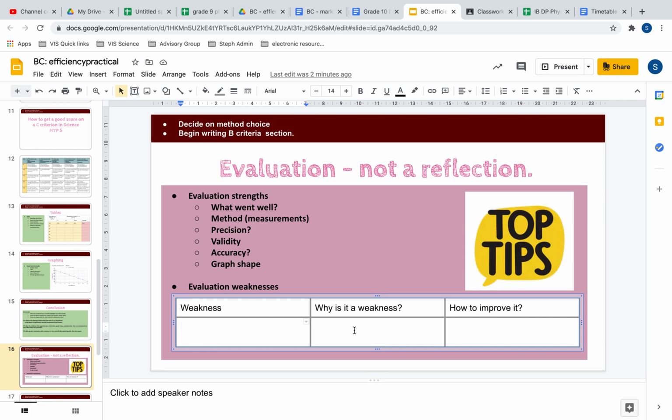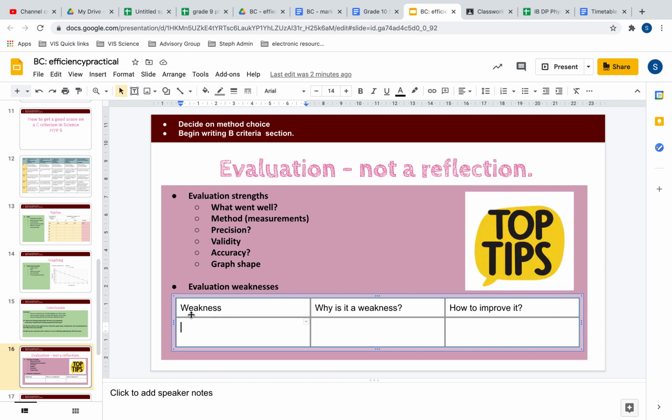Maybe you didn't do enough heights. So let's say you were dropping it from different heights and you didn't do maybe seven different heights, you only did five. That is making it less accurate because you've got a less range of readings. How would you improve it? Next time round, I'm gonna make sure I do so many different heights in there.